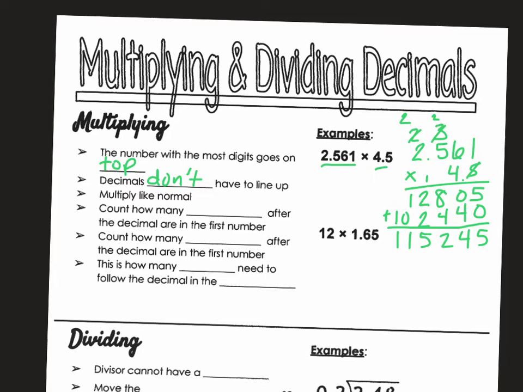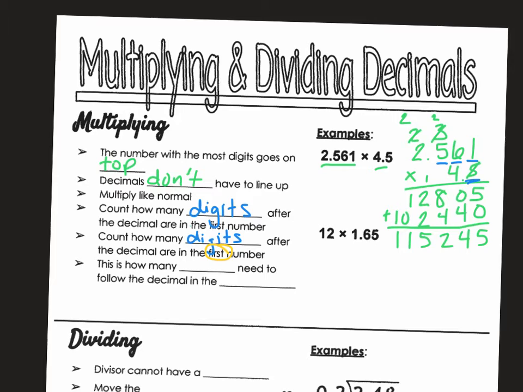And then the next step is count how many places after the decimal are in the first number, or how many digits if you prefer. So 1, 2, 3. Count how many digits are after the decimal in the second number. There's a typo right there. This should say second number. So 1. So I've got 3 places and 1 place.